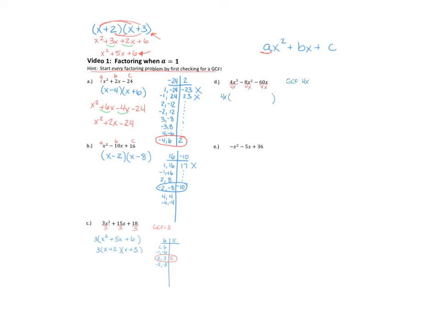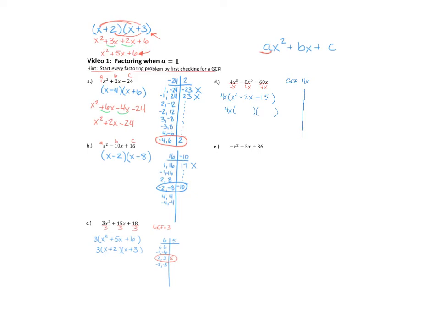So 4x cubed divided by 4x leaves me with x squared. 8x squared divided by 4x leaves me with 2x. And 60x divided by 4x leaves me with minus 15. Okay, don't forget to bring your 4x down with you in this problem and let it be a part of your final answer.